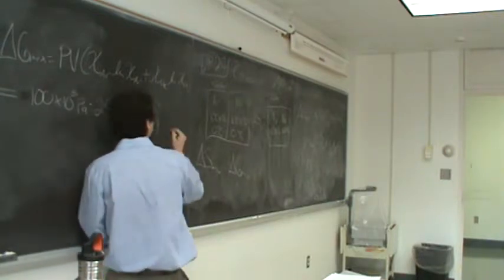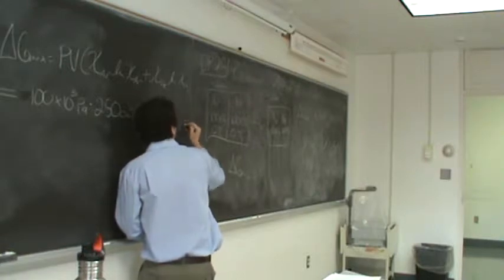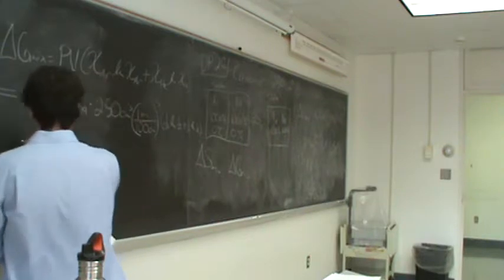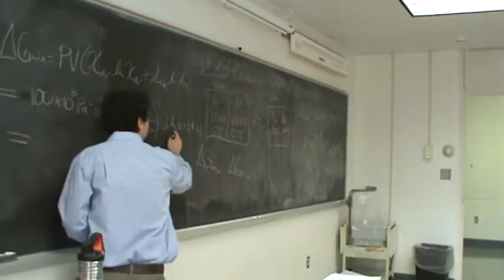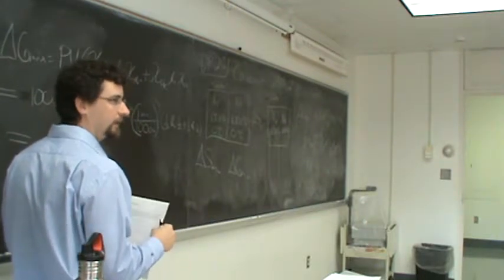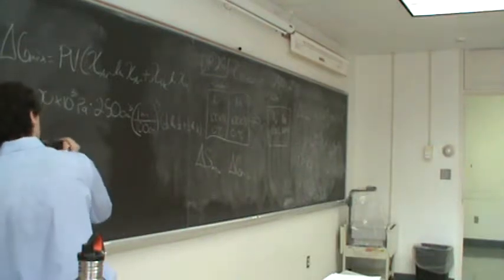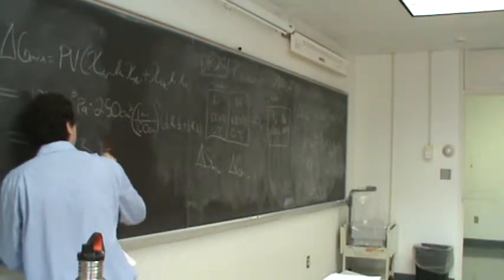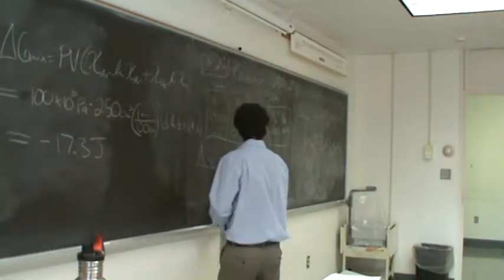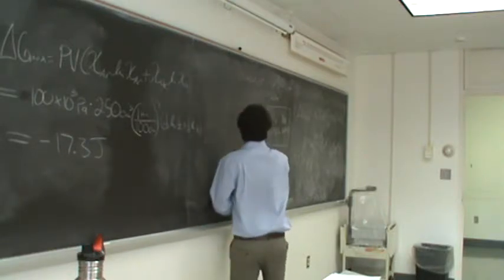Last thing we have to do is do that 1/2 ln 1/2 plus 1/2 ln 1/2. When you have the ln of a number that's less than 1, what's going to be its sign? Negative. When you do that all through, what I got was negative 17.3 joules in the end. So that gets us delta G mix. We have to try and figure out delta S mix now.